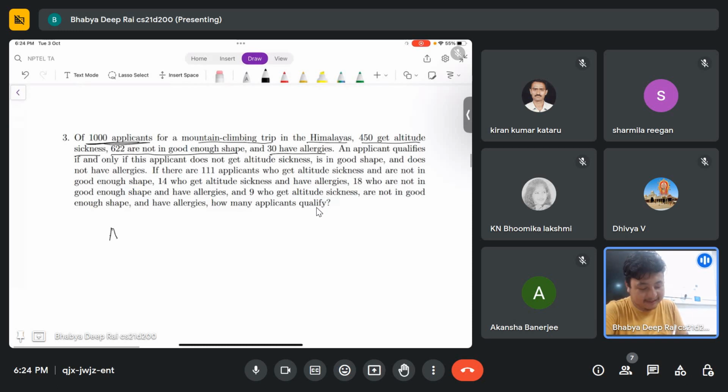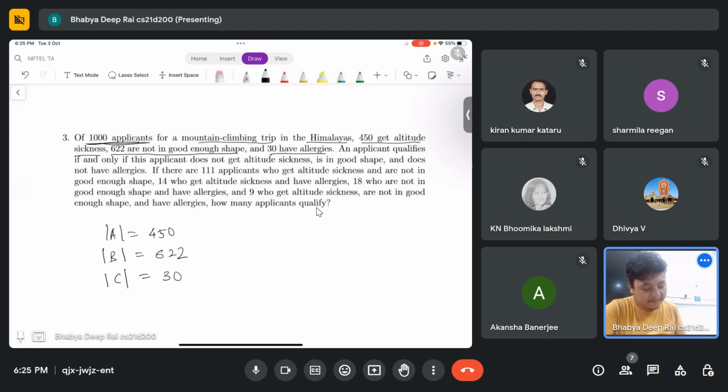Let's say altitude sickness is A, then the number of people who get altitude sickness is 450, and let's say people who are not in good shape are S, not in shape, S is equal to 622, and 30 have allergies. Okay, let me call them A, B, C. That's better, I think. A, B, C, and C is allergies.